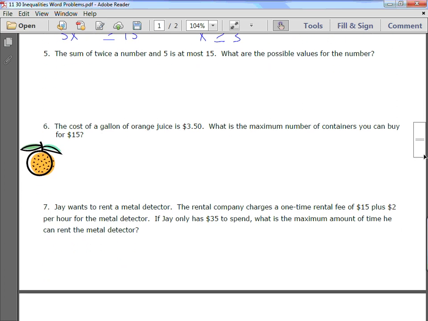The sum of twice a number and 5 is at most 15. The sum means I'm going to add. Twice a number is 2x, and 5 is just a 5. But then it's at most. At most means it can't be more than 15. First thing I do is take away the 5, and that leaves me with 2x is less than or equal to 10. Divide both sides by 2 and get x is less than or equal to 5.